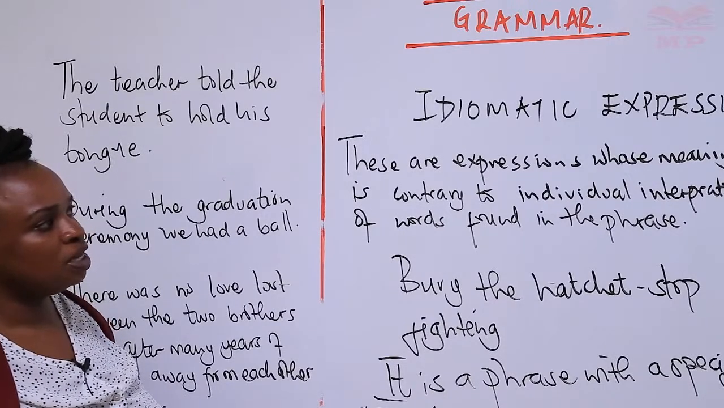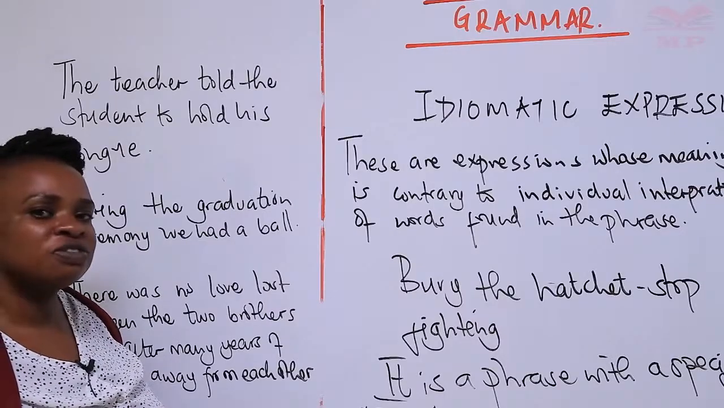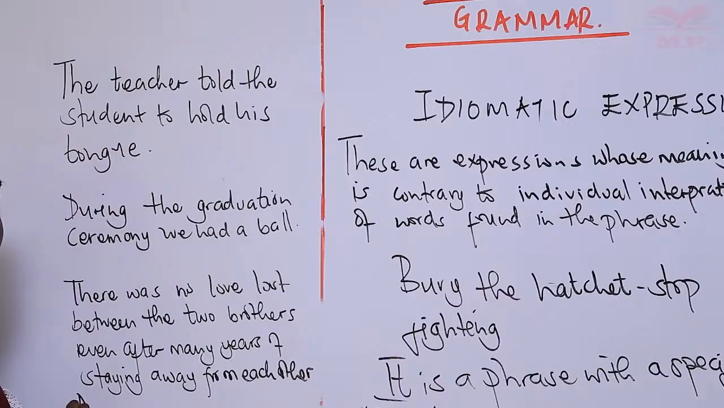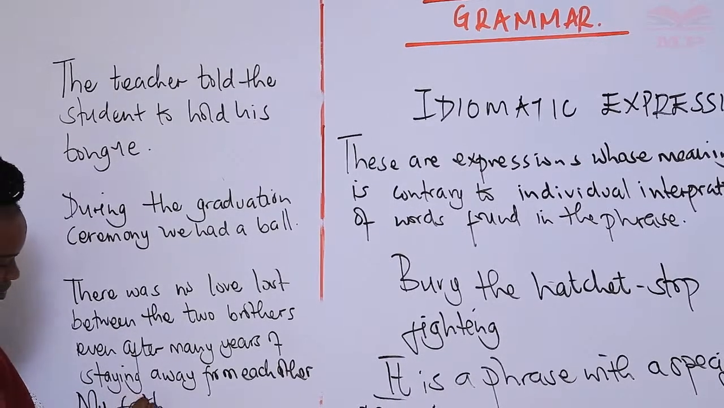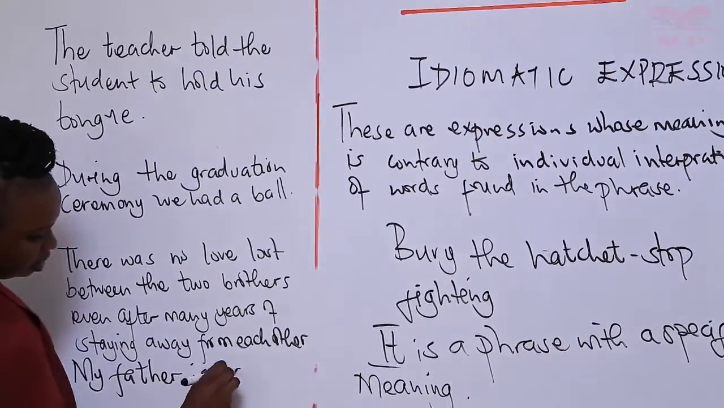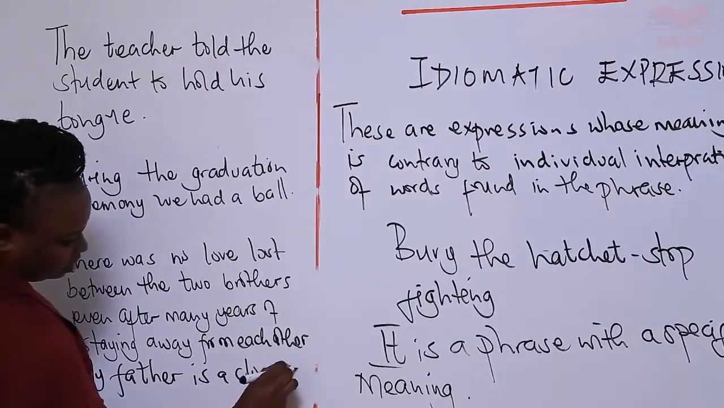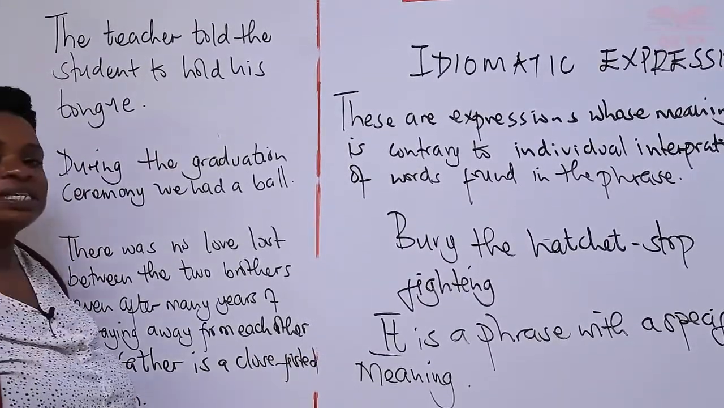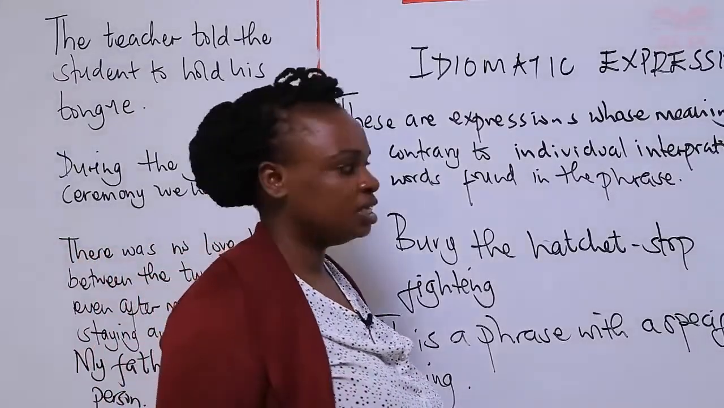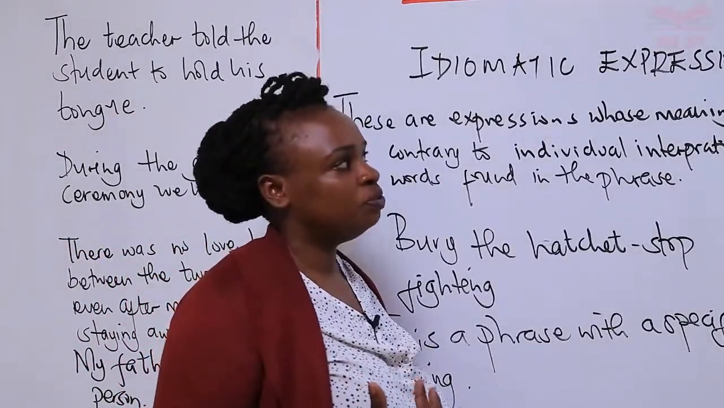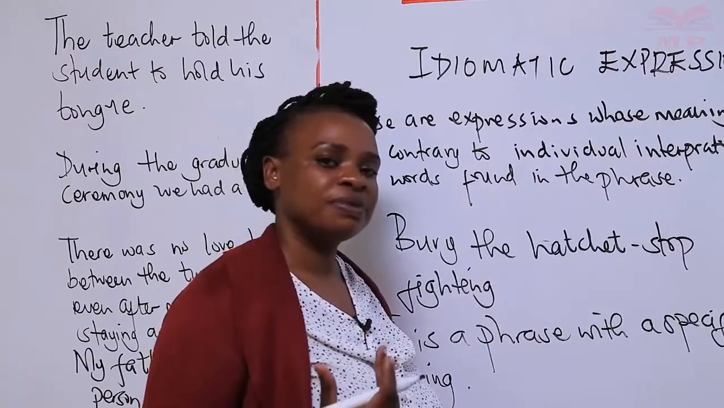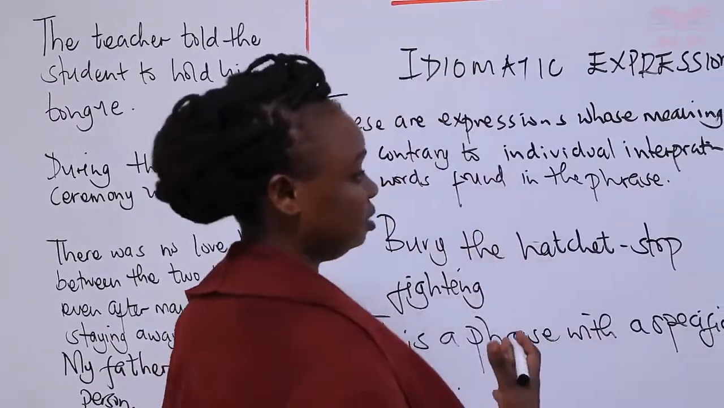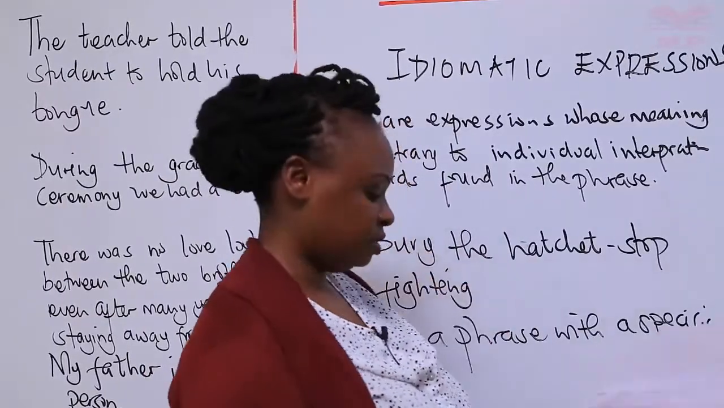And then maybe my father is a close-fisted person, to mean he is very mean. My father is a close-fisted person, to mean he's mean, among other examples. All right, so I'm going to give you 2 assignments. One, you will need to maybe answer, and then the other one, you'll need to use them in sentences, like we've done in the ones that we have on the whiteboard.